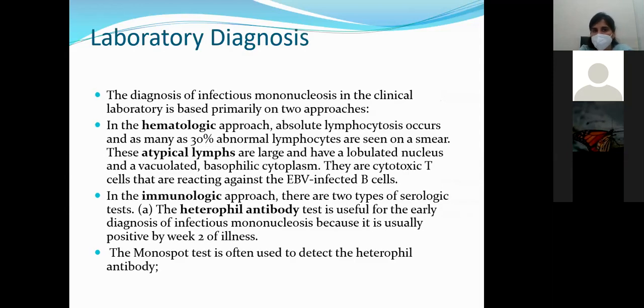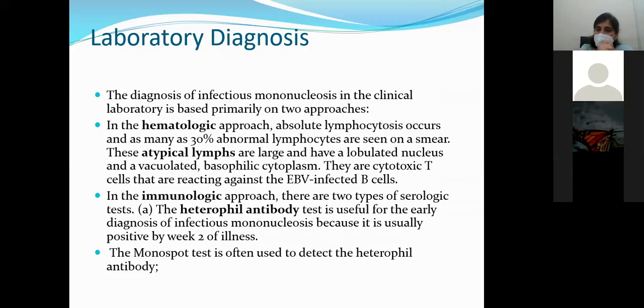Lab diagnosis. The diagnosis of infectious mononucleosis is clinical and laboratory. The clinical laboratory diagnosis is based primarily on two approaches. In the hematological approach, first of all, the virus attacks the B lymphocytes and the T lymphocytes go to encounter them, okay? So the diagnostic approach will be hematological.